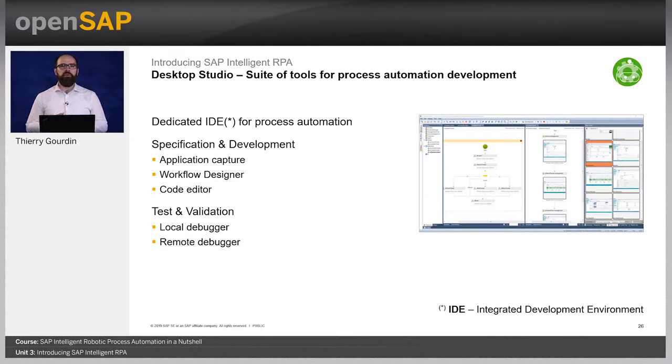The Desktop Studio is an integrated development environment containing a suite of tools dedicated to process automation development. It mainly contains 4 core components: an application capture tool, a workflow designer, a code editor, and a built-in debugger tool that allows you to perform local and remote tests. Let's go through these different tools from one development phase to another.